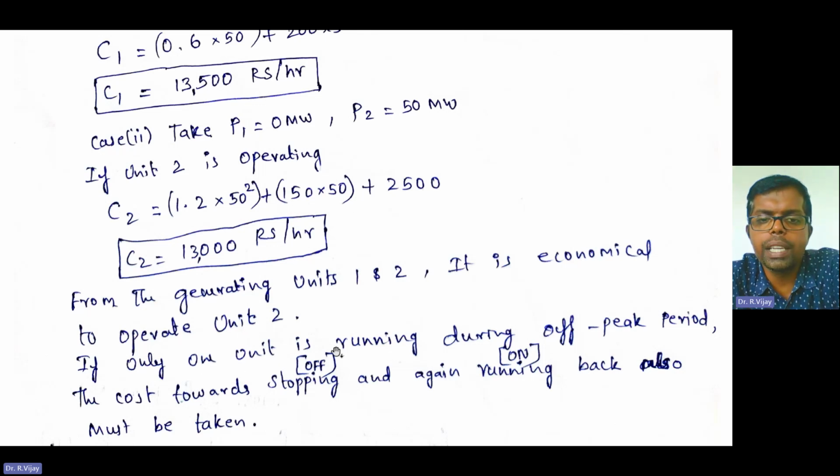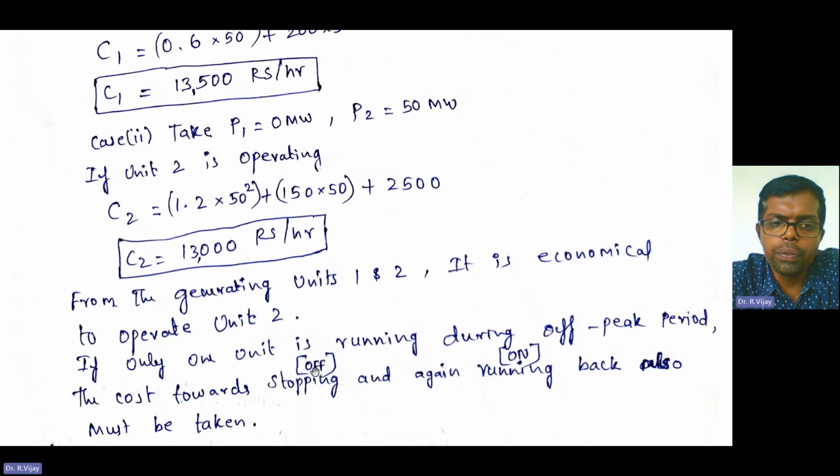If one unit is running during the off period, the cost towards off and on, that is stopping that generator and running it back again, must also be taken into account. If only one unit is running during the off period, the cost of stopping and running back alone must be considered. That decides the economics, because if you operate again, the stopping and running cost will be more.